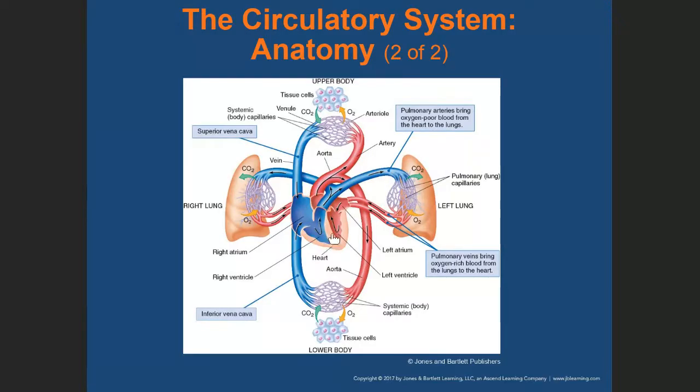When the deoxygenated blood reaches the right ventricle, the right ventricle then contracts and pumps that blood into the pulmonary artery. So it passes through the pulmonic valve and goes into the pulmonary artery, which splits into two. One goes to the right lung and one goes to the left lung.